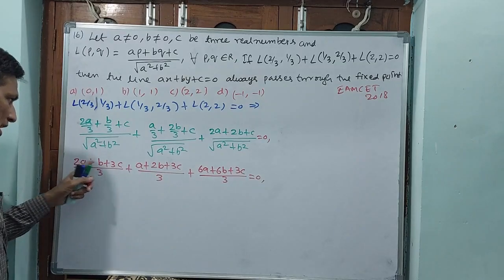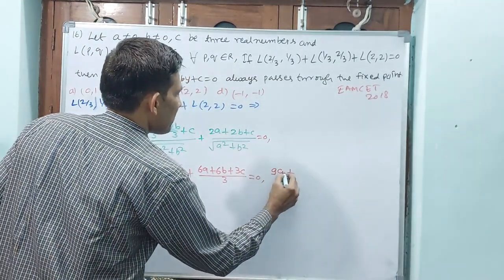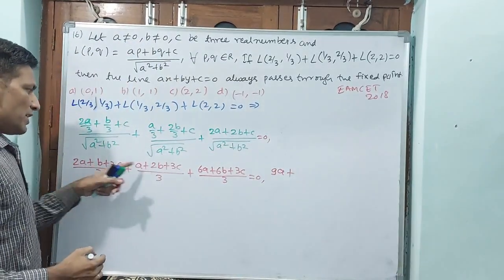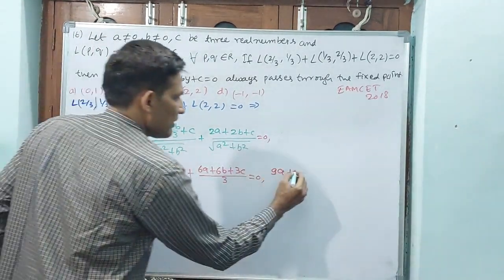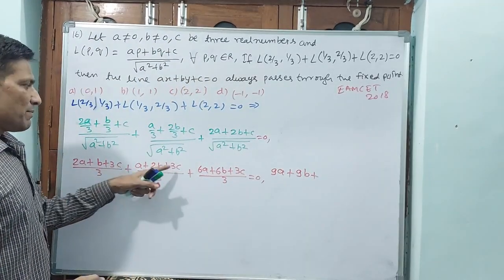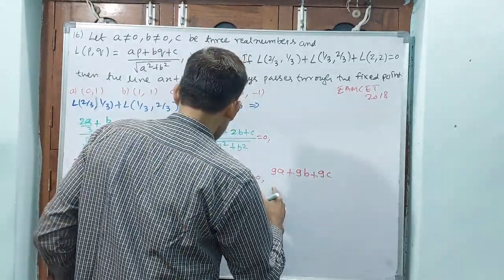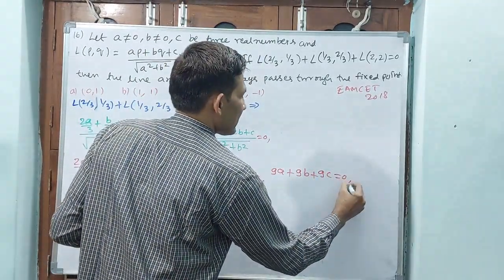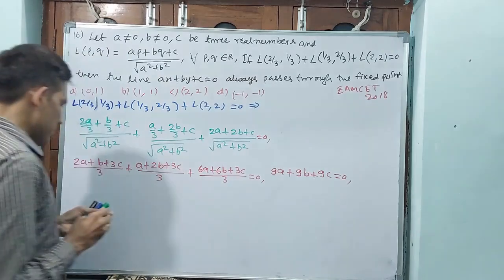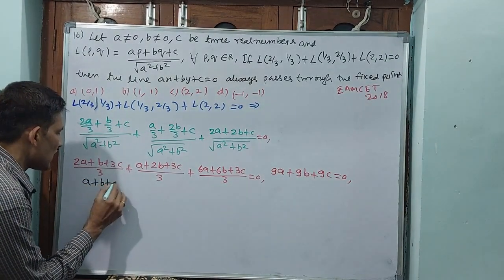Now you see, 2a plus a, 3a, plus 6a, 9a; plus b plus 2b, 3b, plus 6b, 9b; plus 3c plus 3c, 6c, plus 3c, 9c, divided by 3. We have multiplied like that. If you take 9 common, what will happen? a + b + c = 0.